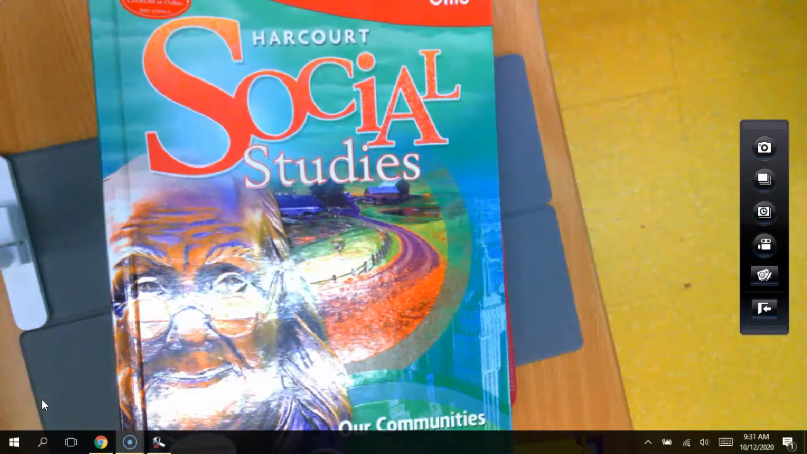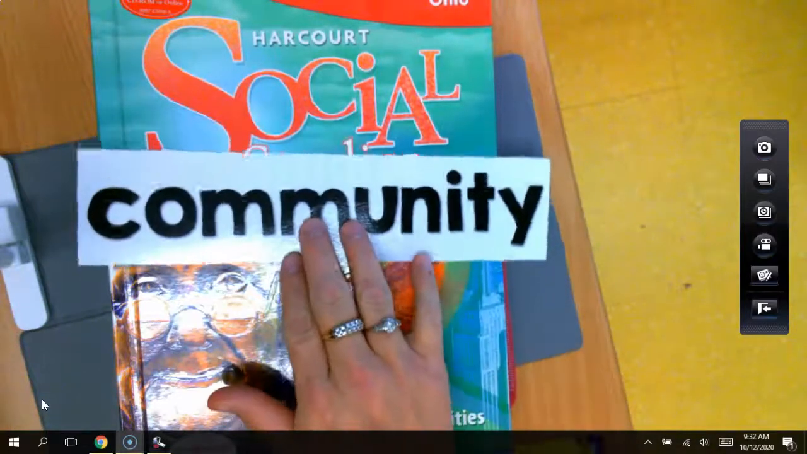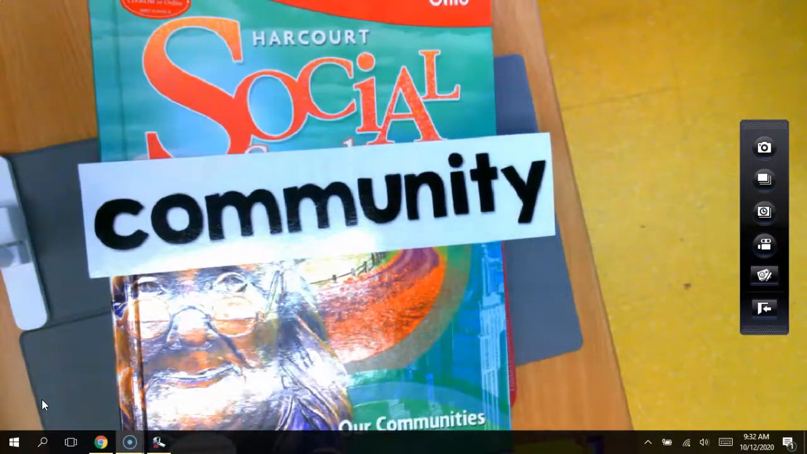Now, the first vocabulary word that we're going to talk about is the word community. Remember that community is the place that you live in. So if you live in Bath, then you are a member of Bath's community. If you live in Elida, you're a member of Elida's community. If you live in Cairo, you're a member of their community. So that is community. Community is the place that you live in.